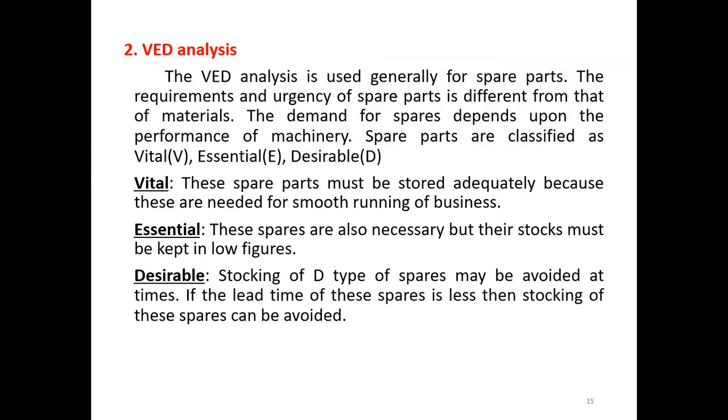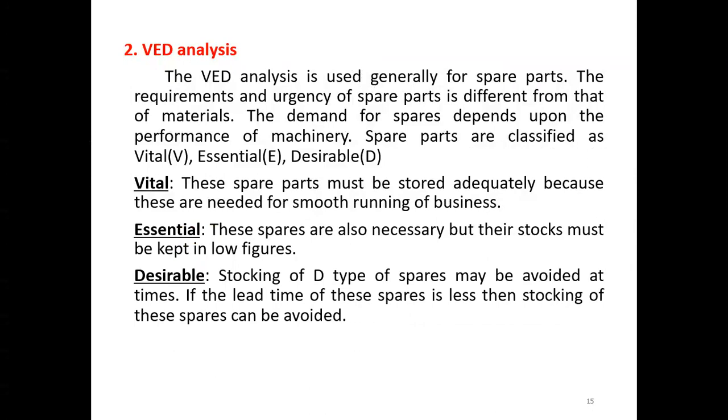Under the system of this classification, vital are those items without which the production process cannot be completed. They are very significant. While essential items are those whose shortage may result in an inefficient production system, whereas the inefficiency may be temporary in nature. Desirable items are those items which are required but won't result in the loss of production.